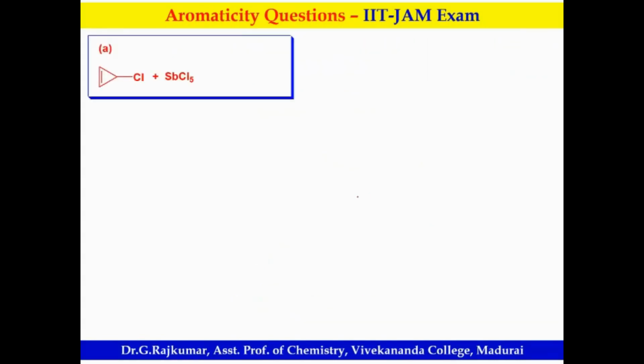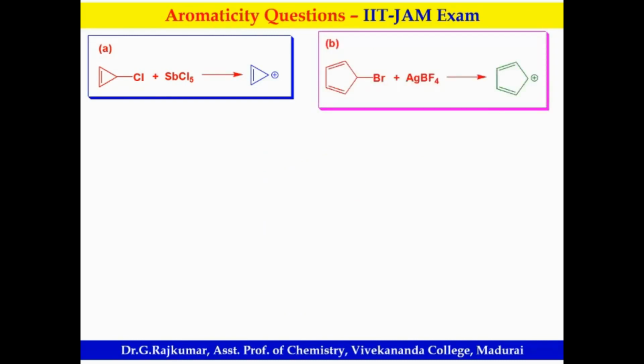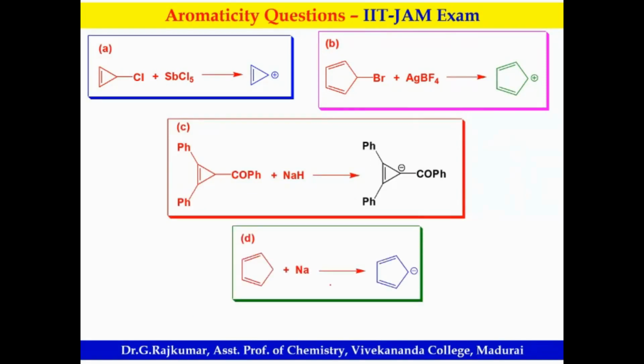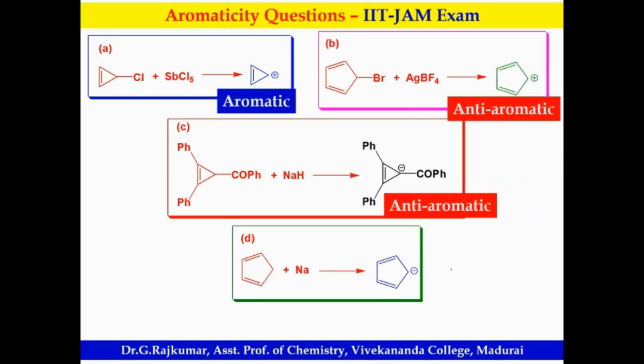Yeah, I'll explain. Look at this first reaction. Why did you leave out option A? Cyclopropenyl cation will be formed. Option B, anti-aromatic will form. Option C, cyclopropenyl anion will form. Option D, cyclopentadienyl anion. Only in the two species A and D is there a formation of aromatic ions, in the reactions A and D. Okay.